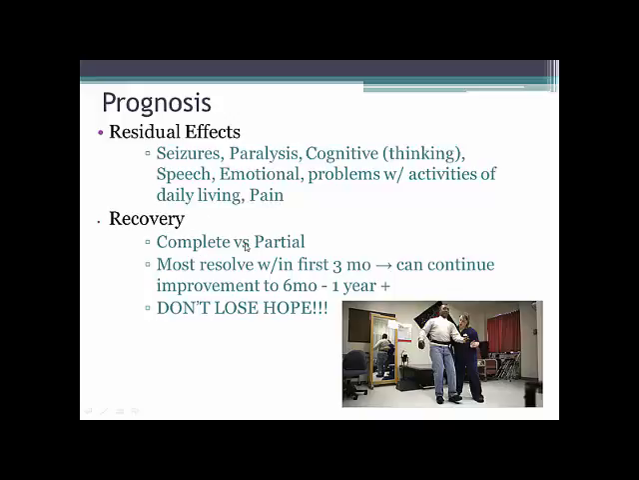Recovery can be complete or partial. Complete recovery tends to happen in individuals who come within that time frame of 3 to 4.5 hours. However, some individuals can have partial recovery. Most recovery happens within the first 3 months, but improvements can continue even surpassing a year or two. So it's important that if this does occur, not to lose hope and to always keep at it, and with the physical therapy and the rehabilitation, that may give a new life of movement.